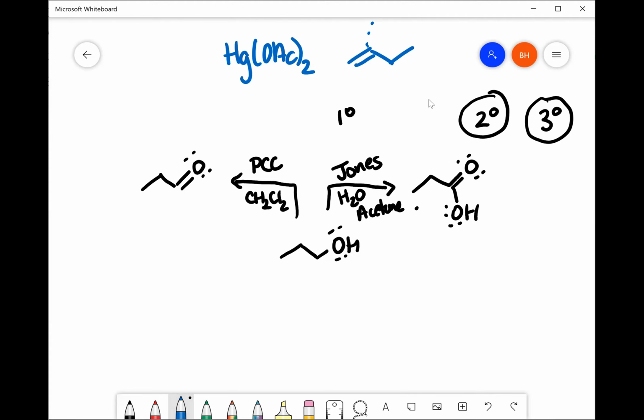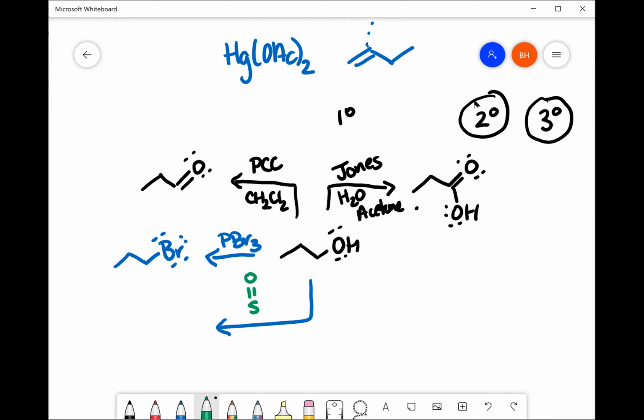Now, another thing we did was we converted these into alkyl halides of different flavors. We had one with PBr3, which made a bromide. And we did one with thionyl chloride, and there's a whole bunch of electrons around here. This made the chloride. Both of these reactions were SN2.